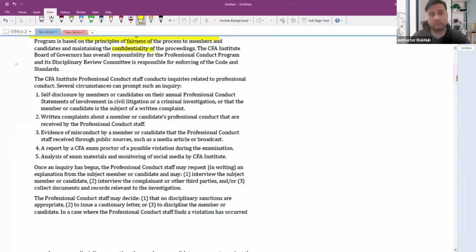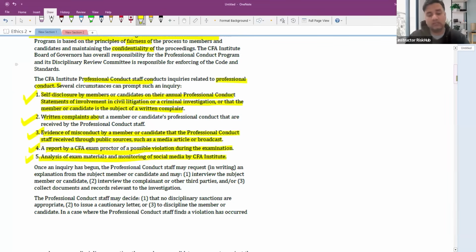The CFA Institute Professional Conduct staff conducts inquiries related to professional conduct, which can come from self-disclosure by members or candidates on their annual professional conduct statement of involvement in civil litigation or criminal investigation, or that the member or candidate is subject to a written complaint. Can be written complaints, or evidence of misconduct by a member or candidate that the professional staff received through public sources. A report by the CFA exam proctor for possible violation during the exam, and analysis of exam materials and monitoring of social media by CFA Institute, right? So please understand the professional conduct staff.